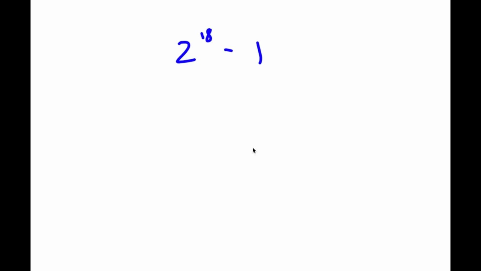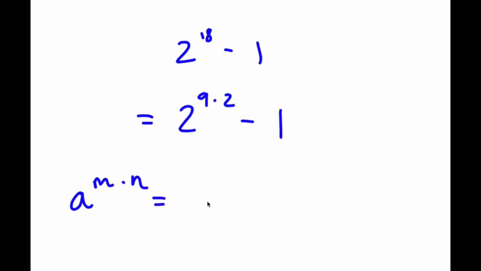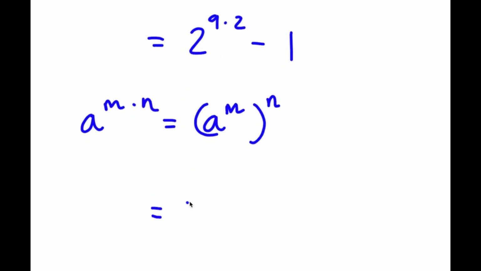Alright, so in this problem, I have 2 to the power of 18 minus 1. So to start, 18 here is the same thing as 9 times 2. So I have 2 to the power of 9 times 2 minus 1. Now, if I have something in the form a to the power of m times n, this is the same thing as a to the power of m to the power of n. So 2 to the power of 9 times 2 is going to equal 2 to the power of 9 to the power of 2. Now I have that minus 1.